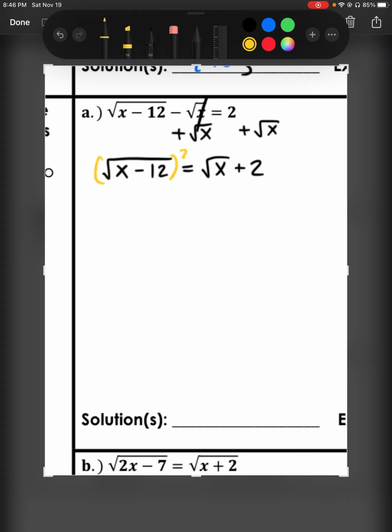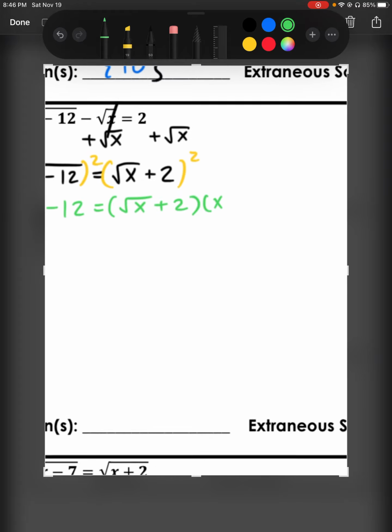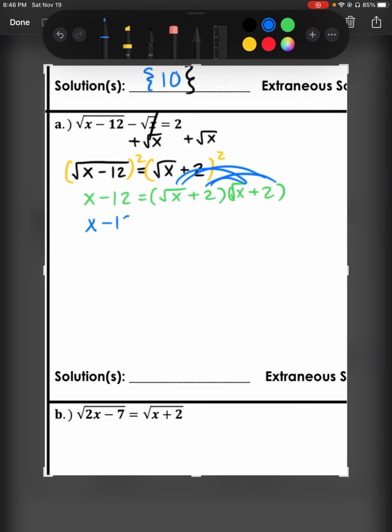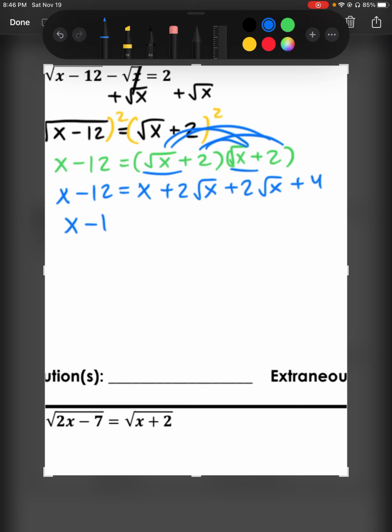And now I can square both sides. That gives me x minus 12 is equal to, and in order to multiply this out, I'm going to need to FOIL it. That gives me x minus 12 is equal to square root of x times square root of x is x, plus 2 radical x plus 2 radical x plus 4. That gives me x minus 12 is equal to x plus 4 root x plus 4.